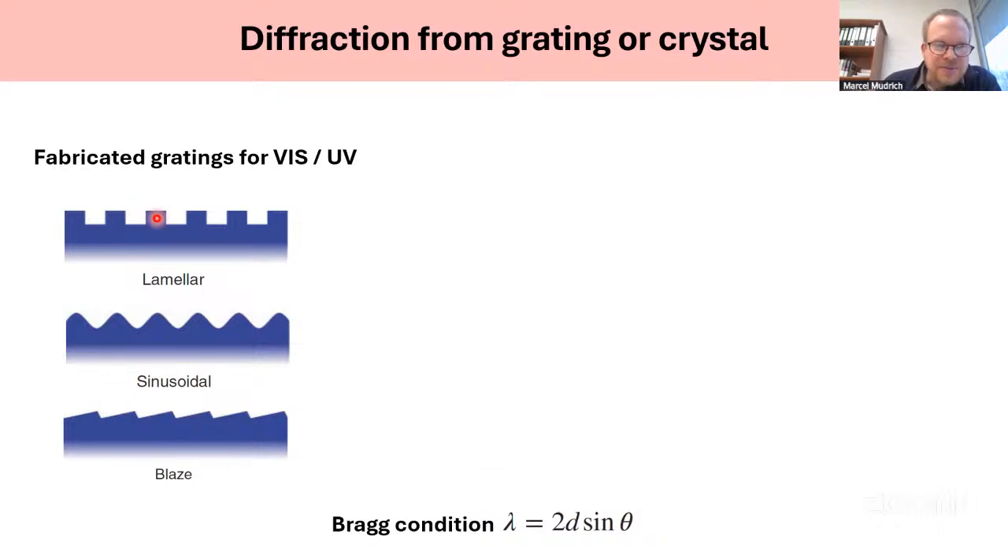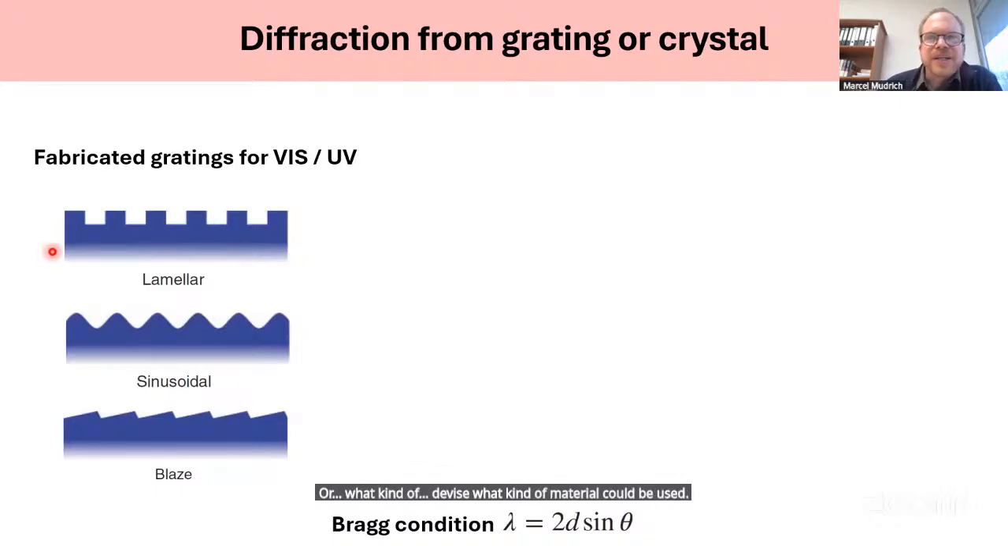But now X-rays have angstrom wavelengths. What would you say? Is it even possible to fabricate a grating like this with a groove size on the order of a few angstrom? Or what kind of device, what kind of material could we use as a grating for X-rays?